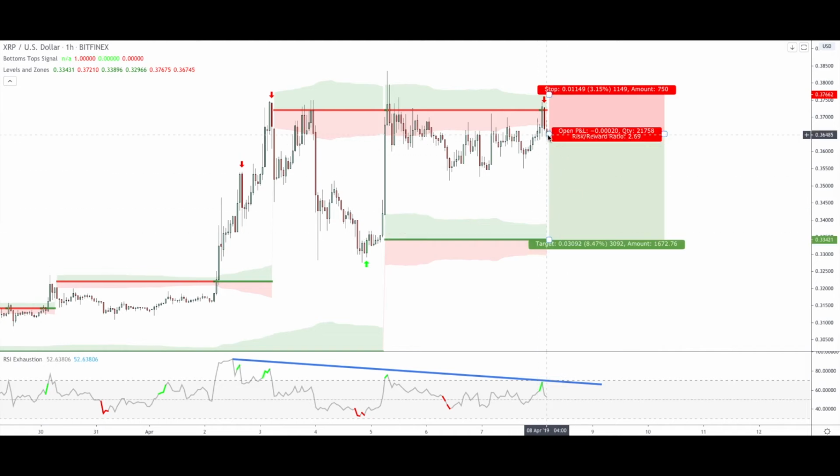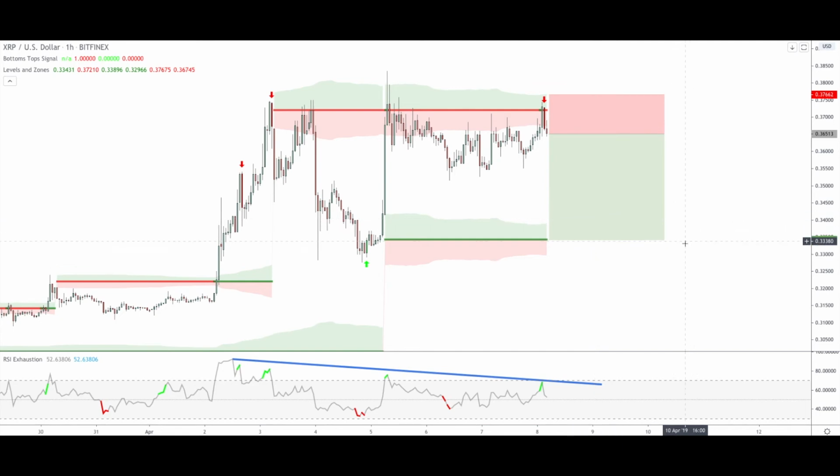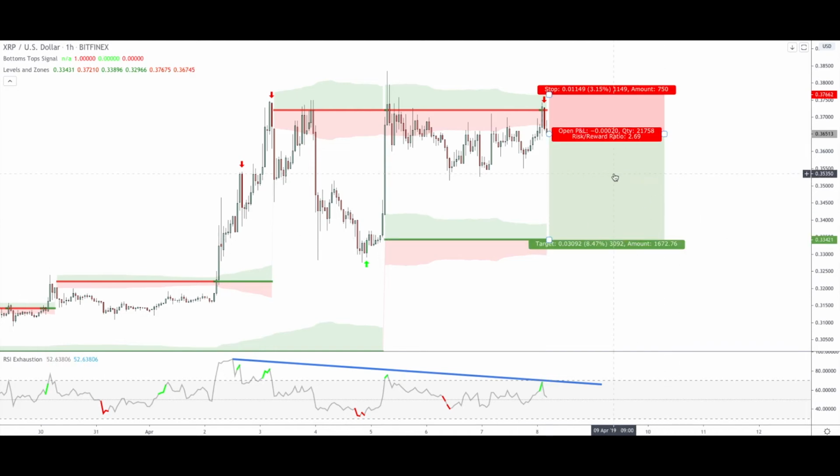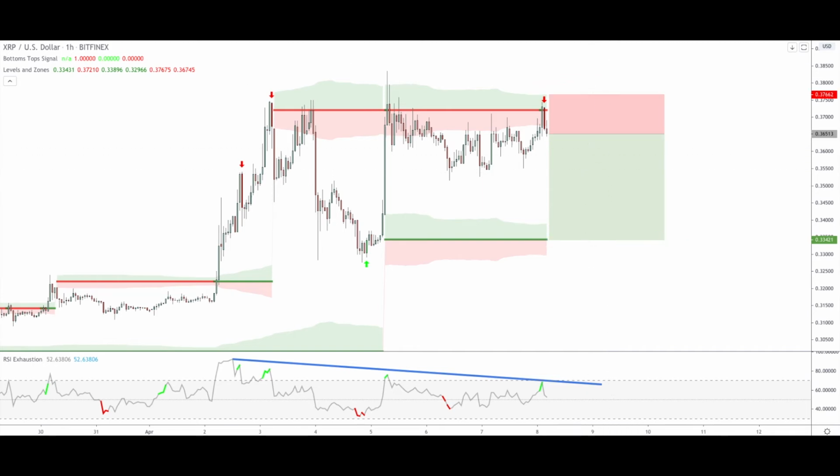So if the price here goes down as we are expecting, then there is a very high chance that it will test this level down here. So the setup looks like this. Now I'll keep it under control and I'll keep you posted as well.